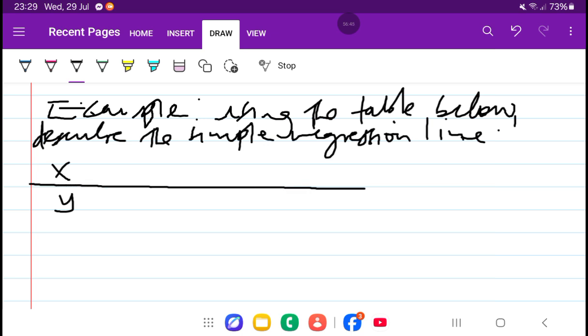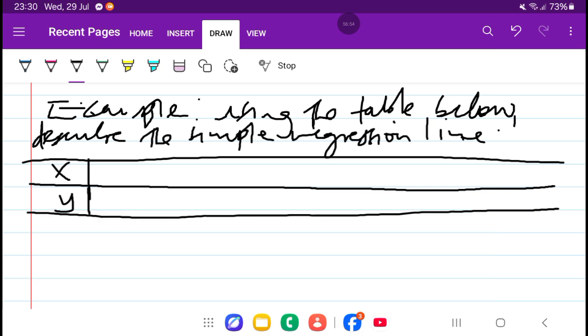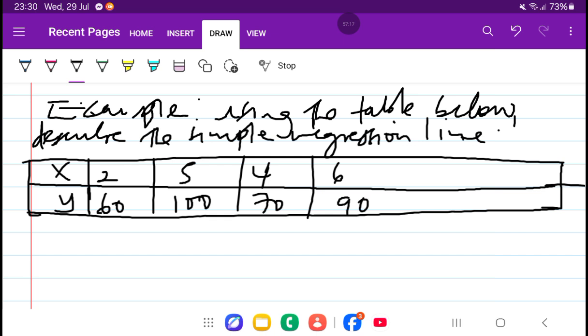Here I've given to you the values, but in the question they may give you sales, they may give you expenditures, so it's up to you to know which one is which. Because the moment you fail to know, this is 2, this is 60, maybe this is 5 and 100, this is 4 and 70, this is 6 and 90, and 3 and 80. So let's look at the solution.